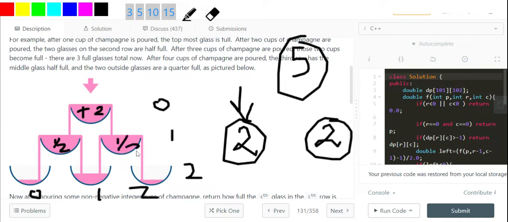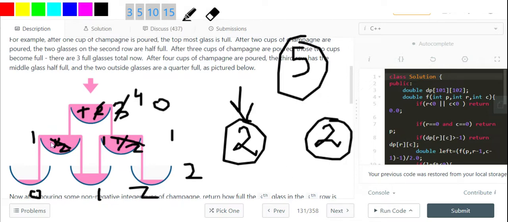So what happens is this glass fills by half, this one also fills by half. So both of them are half filled now. Again I'll pour on the top. What will happen is, now this was half, now this is full. Now this is again full, this has been filled. Now I have used three glasses till now, and I have not reached the third row.